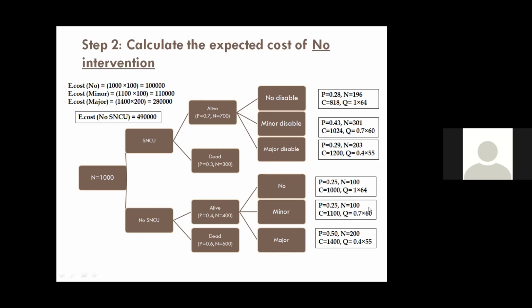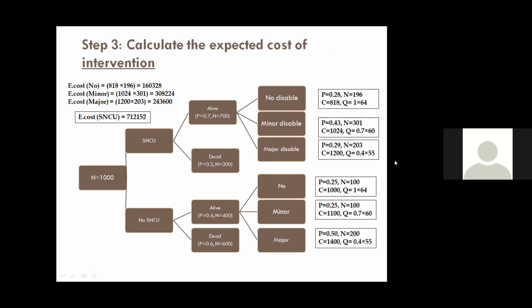Similarly, for the minor, cost is 1100 and N equal to 100. So 1,10,000. Expected cost for major: 1400 per unit and N equal to 200. So you get 2,80,000. Add all of them, then you get the total expected cost of no SNCU, which is 4,90,000.